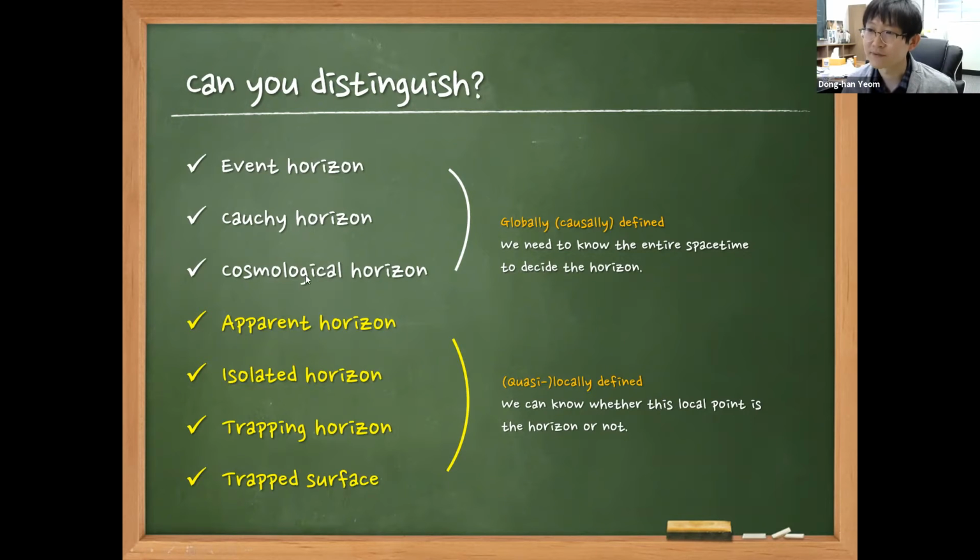So there are pros and cons. Some globally defined horizons are more mathematically well defined. It's nice. However, these are too teleological. The quasi-local horizons are more physically defined, but not all of them are useful.